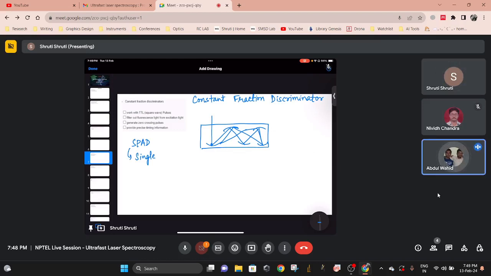But ma'am, when I give my excitation pulse, how do you ensure that one single photon is emitted and that photon is detected by your detector? I have a doubt that my diode laser has sufficient intensity that it may excite a large number of molecules to the next excited levels.